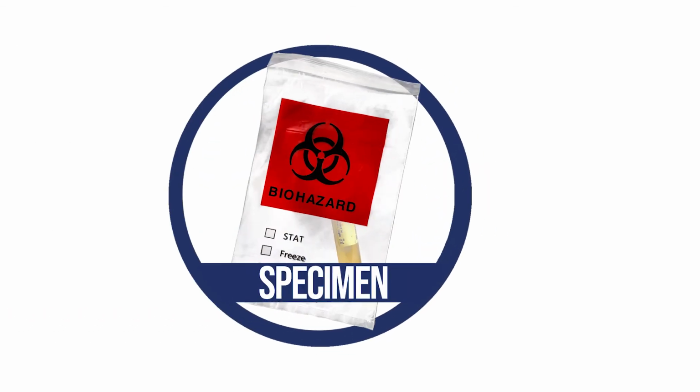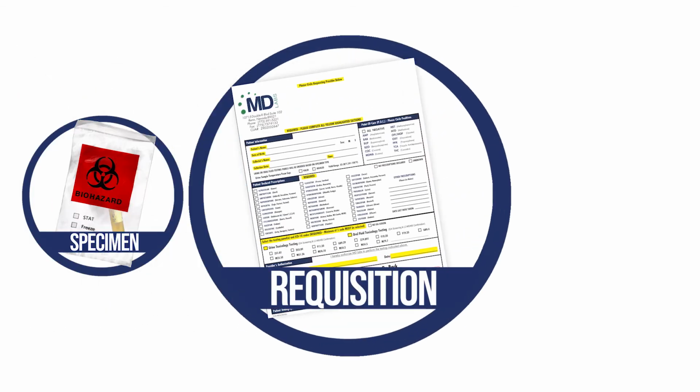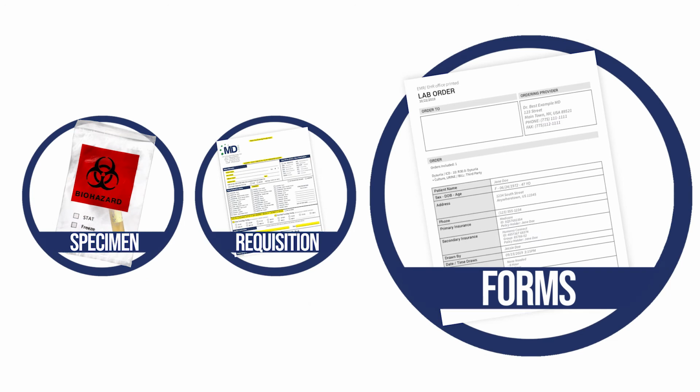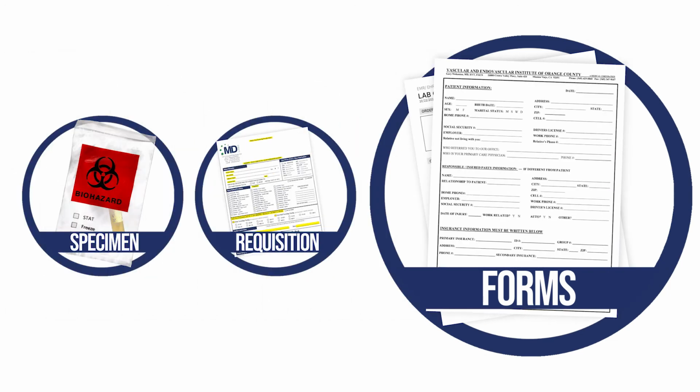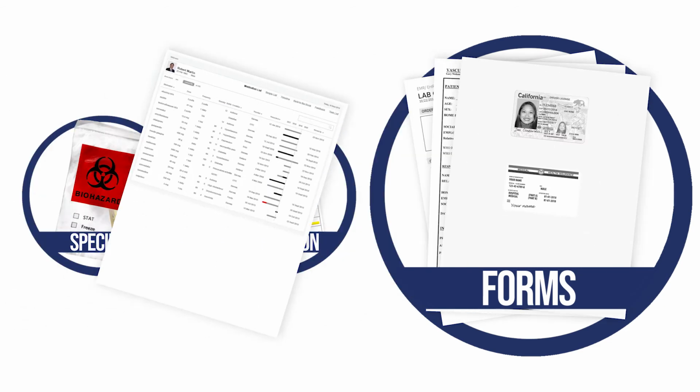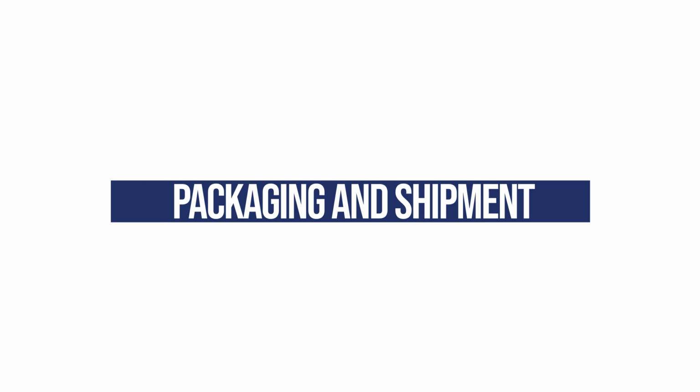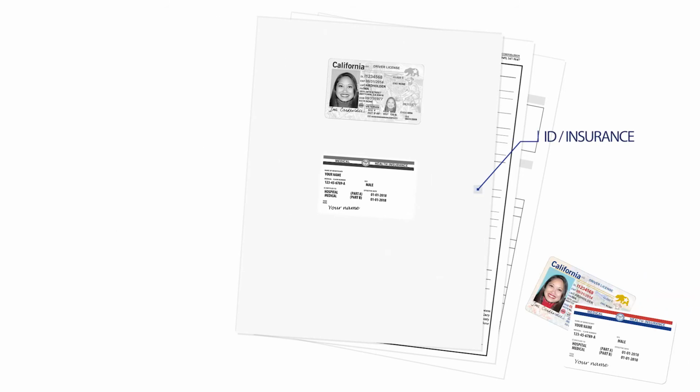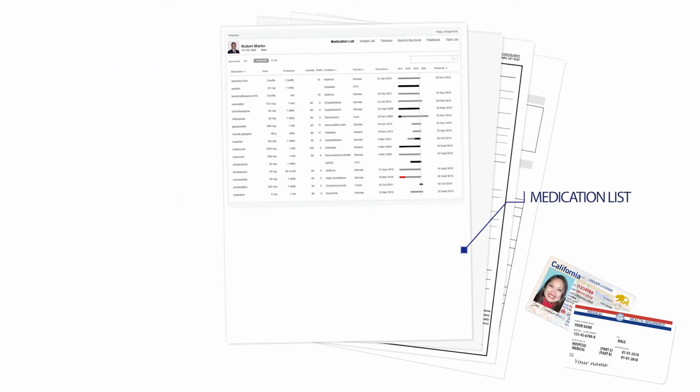Now that the specimen is collected, the requisition is completed, and you have all the needed forms with the required information, including patient demographics, insurance information, and medication list, you are ready to pack up the specimen for shipment to the lab. Depending on your situation, these forms could include the lab order, the patient face sheet, a copy of the patient ID and insurance card, and the medication list.